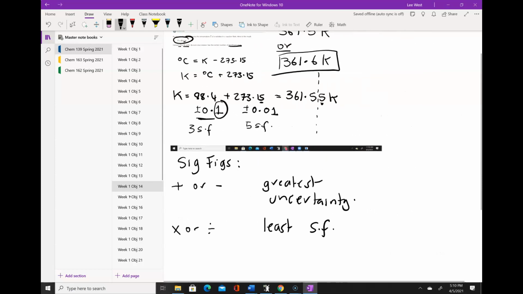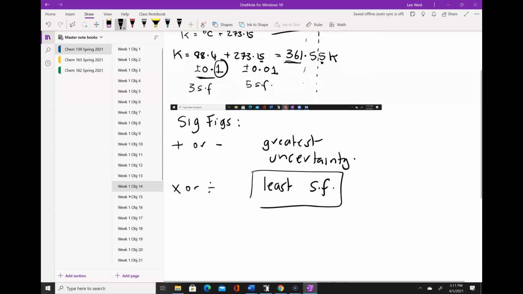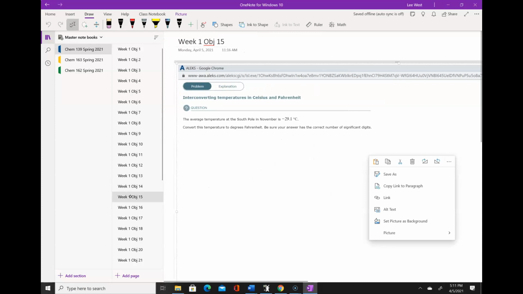So if you'd accidentally used the wrong rule, you would have said that we should go with the least number of significant figures, and you would have rounded this off at the 3 significant figures there, and that would have been incorrect because we needed to round at 0.1. So for adding or subtracting, you always go with the greatest uncertainty. For multiplying or dividing, you always go with the least sig figs. We'll talk a lot about that as we go through this class.